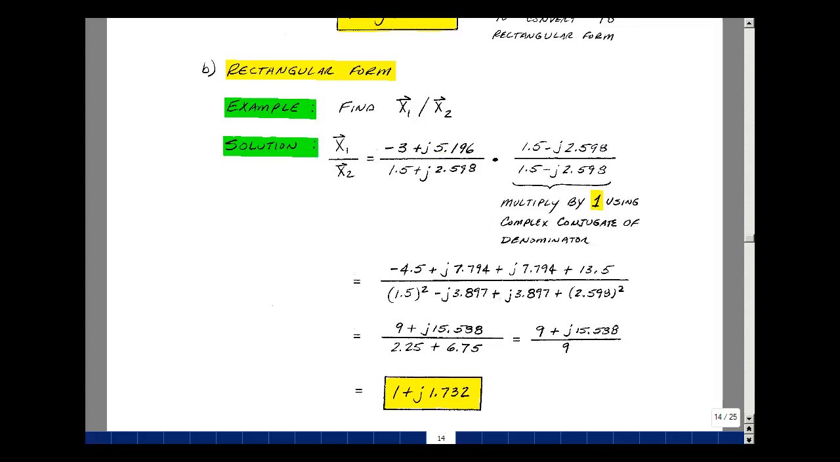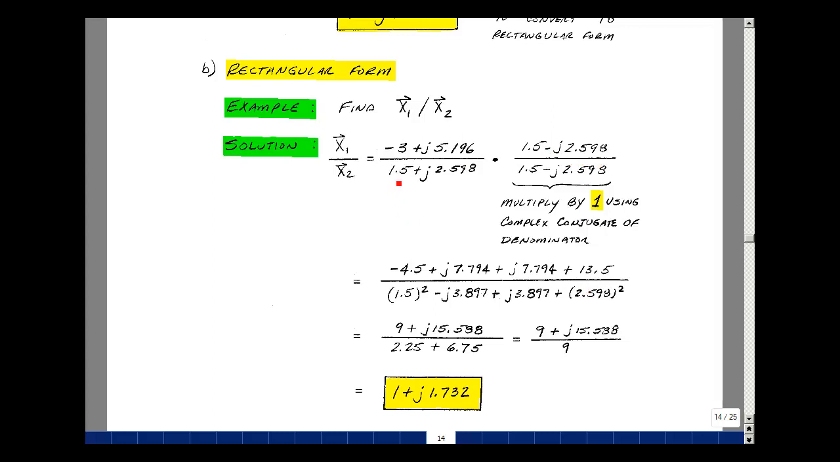Let's multiply all this out. The minus 3 times the 1.5 is a minus 4.5. The minus 3 times the minus j 2.598 is a plus j 7.794. The j 5.196 times 1.5 is a j 7.794. And multiplying these two together, again, I get a j squared, which is minus 1, times another minus sign, which gives me a plus sign. And the 5.196 times the 2.598 is 13.5.